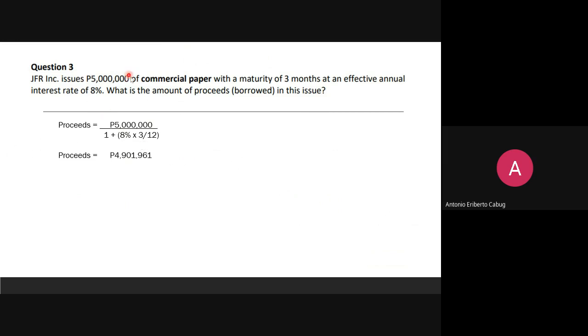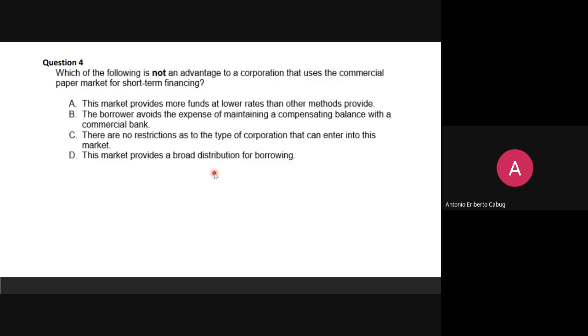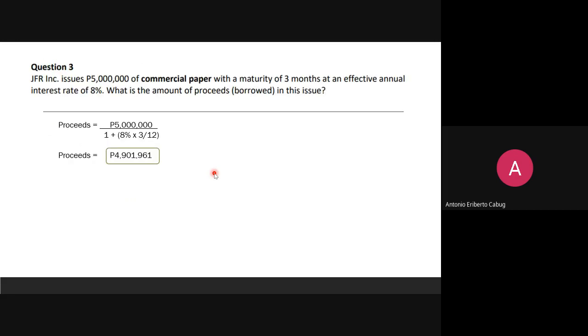Ulitin ko, pag commercial paper, yung nakita nyong amount sa commercial paper, yun yung ibabalik at the time of returning. After 3 months of borrowing, ibabalik yung 5 million. Kailangan daw niyang kumita ng 8%. The lender would like to earn 8%. For 3 months, that's 8% times 3 over 12. That's only 2%. 5 million divided by 1.02, that's 4,901,961. That's the correct answer.